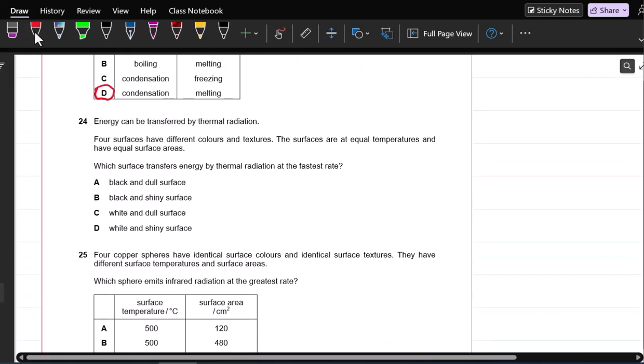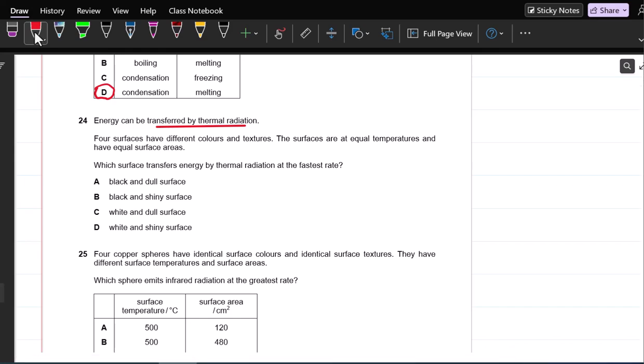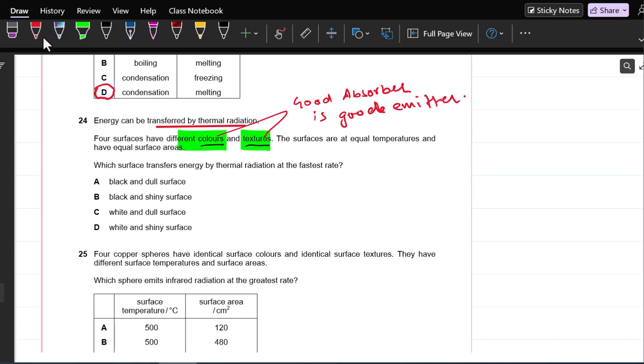So now students, we are on question 24. Energy can be transferred by thermal radiation. Four surfaces have different colors and textures. Whenever there are colors and textures, remember a good absorber is a good emitter as well. Somehow the story is going to be like that. So this is thermal radiation.